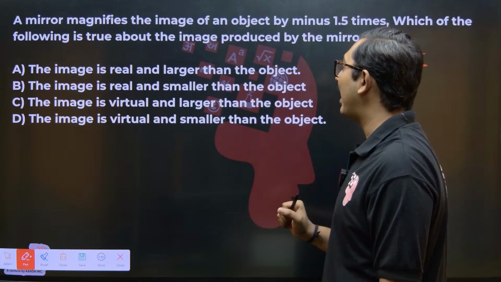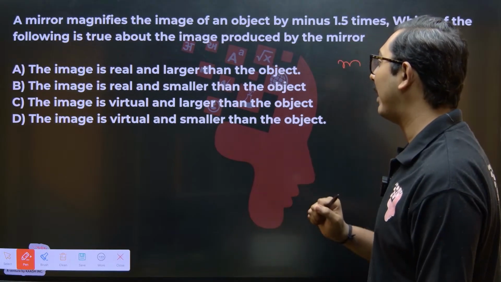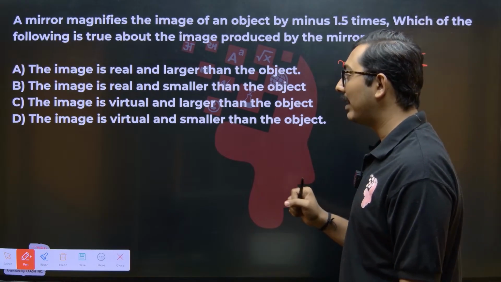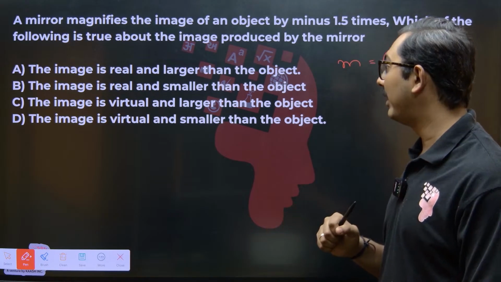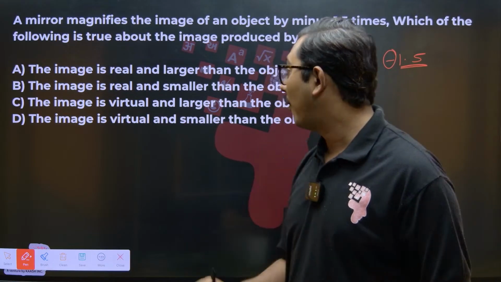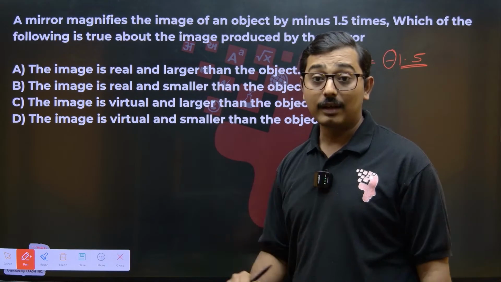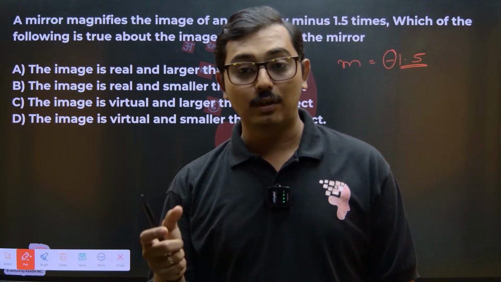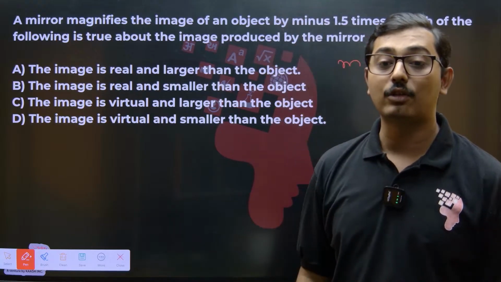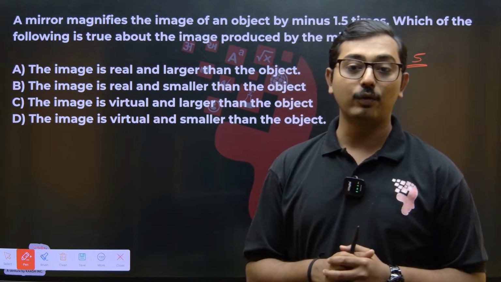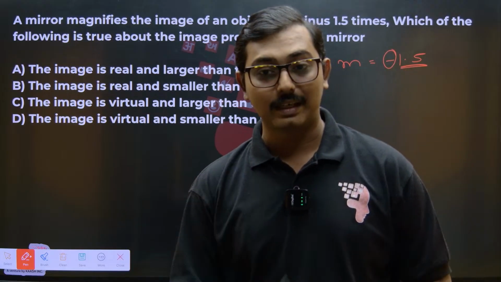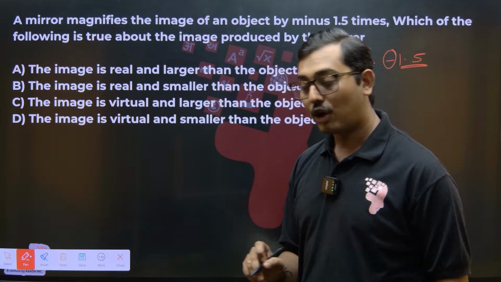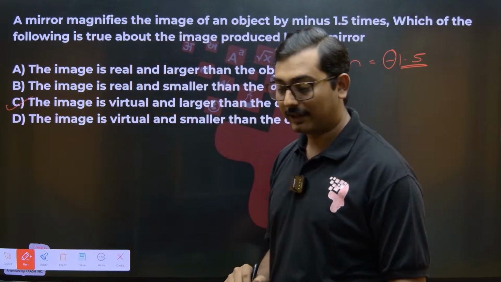Image is real and larger than the object. Image is real and smaller than the object. Image is virtual and larger than the object. Image is virtual and smaller than the object. Now obviously the image cannot be real, because for real images, if we use lenses, it is not possible. In a concave lens, the image is always diminished. So what kind of lens should it be? It should be a convex lens. Hence over here we will get a virtual image larger than the object. So C is the answer.